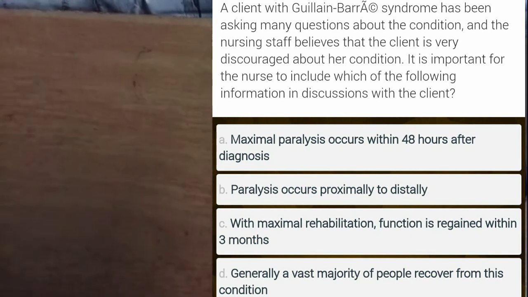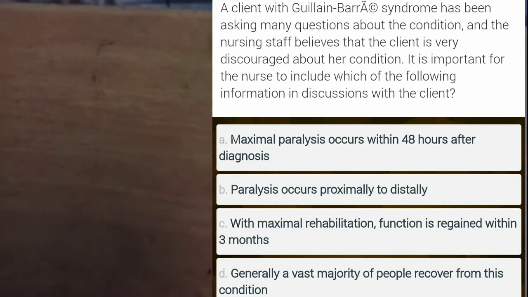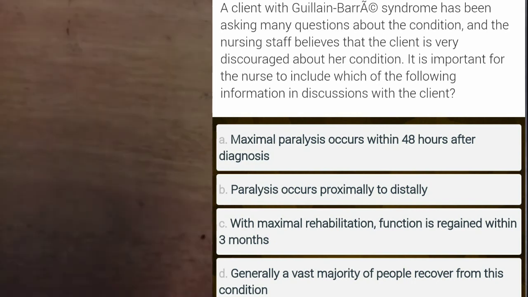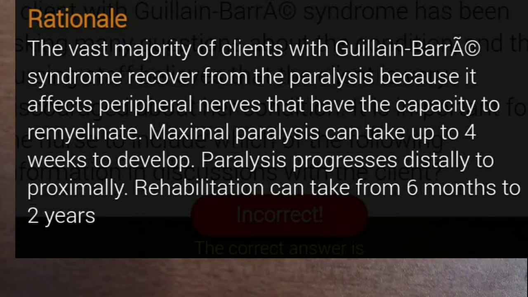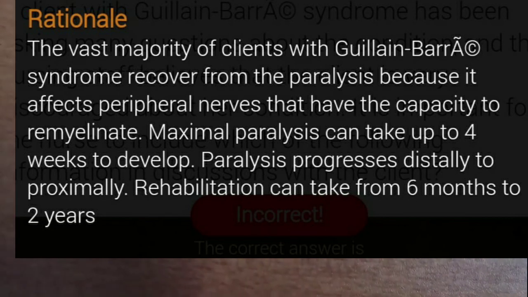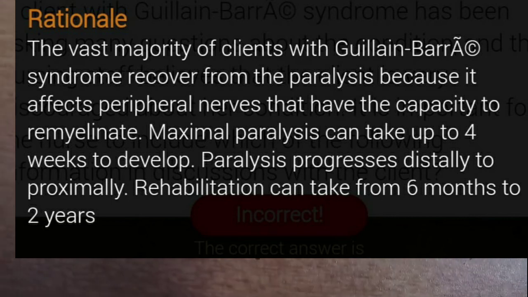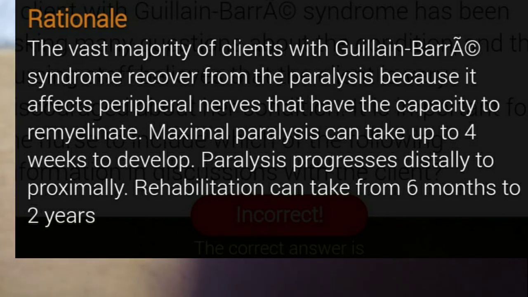The client with GB syndrome is discouraged about the condition, so it is important for the nurse to include which information. Our answer, a vast majority of clients with GB syndrome recover from paralysis because it affects only the peripheral nerves in the beginning, which have the capacity to remyelinate. Maximal paralysis can take up to 4 weeks to develop. Paralysis progresses distally to proximally. Rehabilitation can take from 6 months to 2 years. So our answer should be the fourth one.